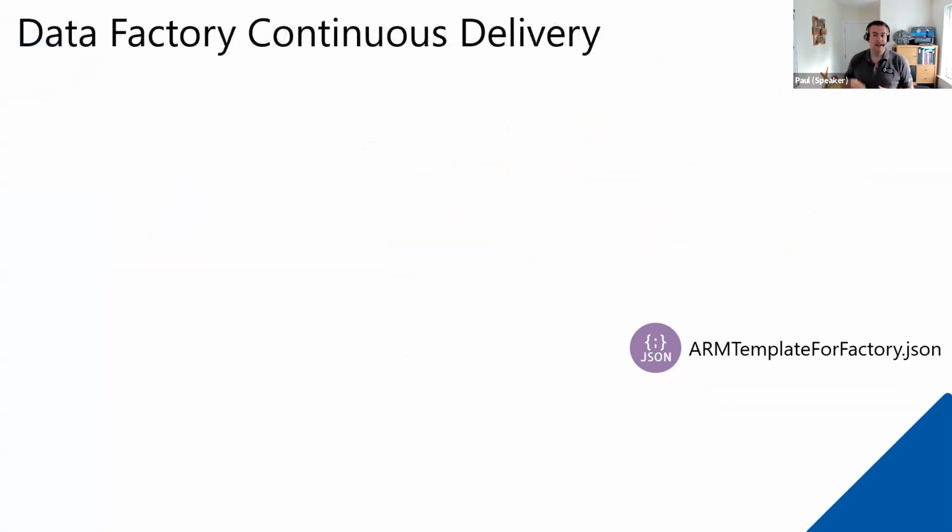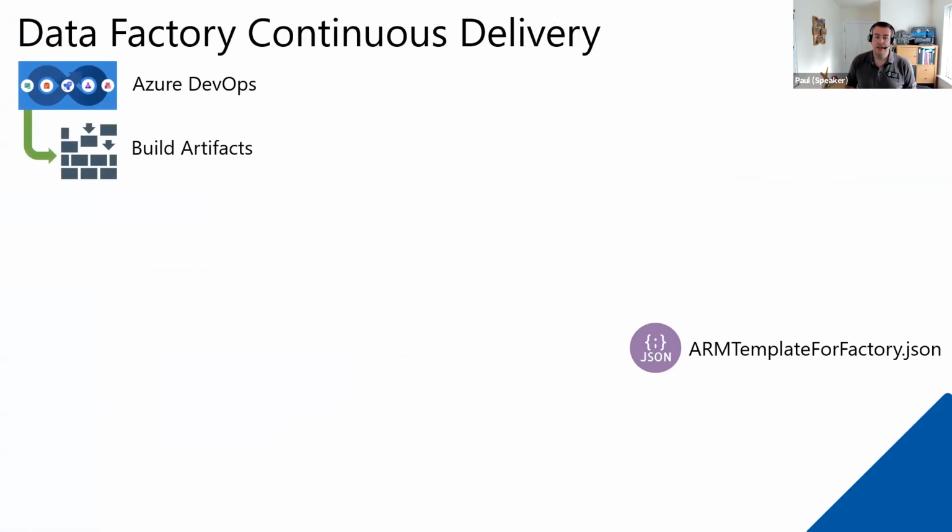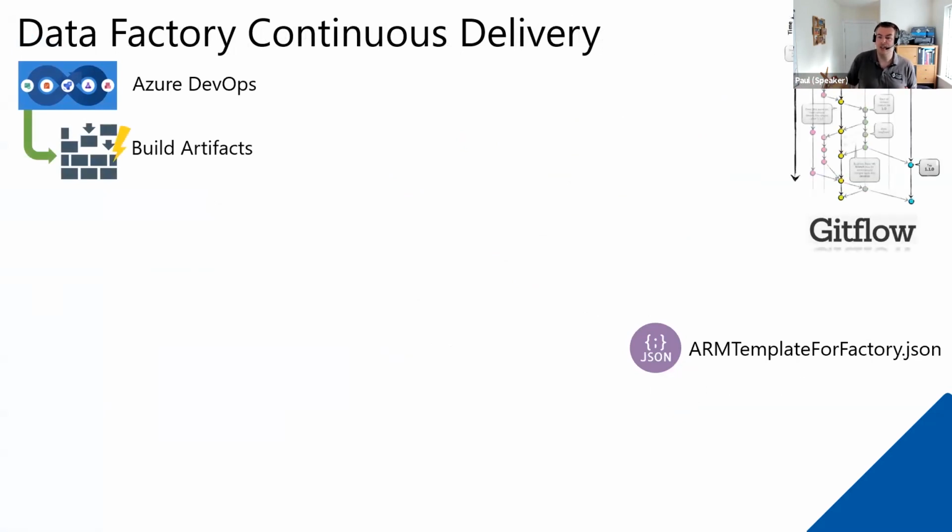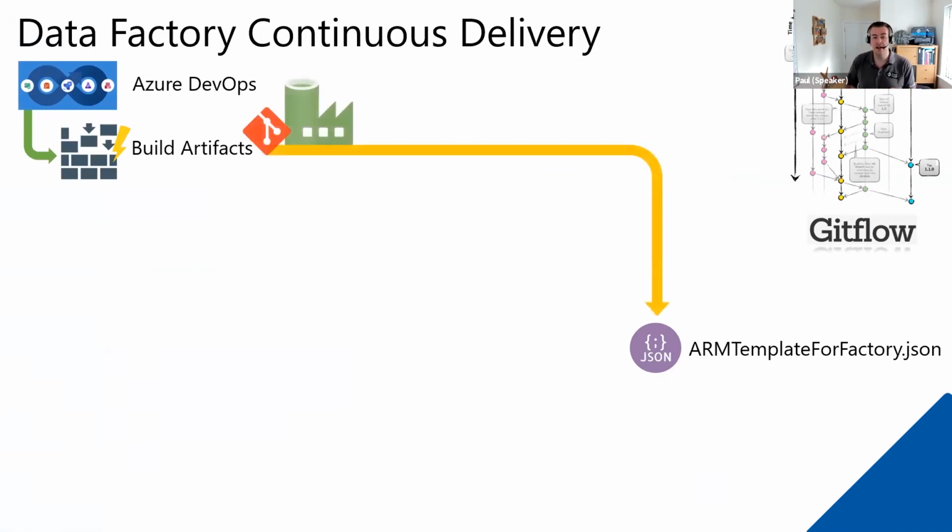So let's take that and let's just think about deploying our data factory now. We can, if we wish, use our Azure DevOps tool. We can build those artifacts using some sort of branching strategy if we want, and we can trigger it, however you want to do that. And when we do that, we get that artifact, that ARM template for factory that we need.